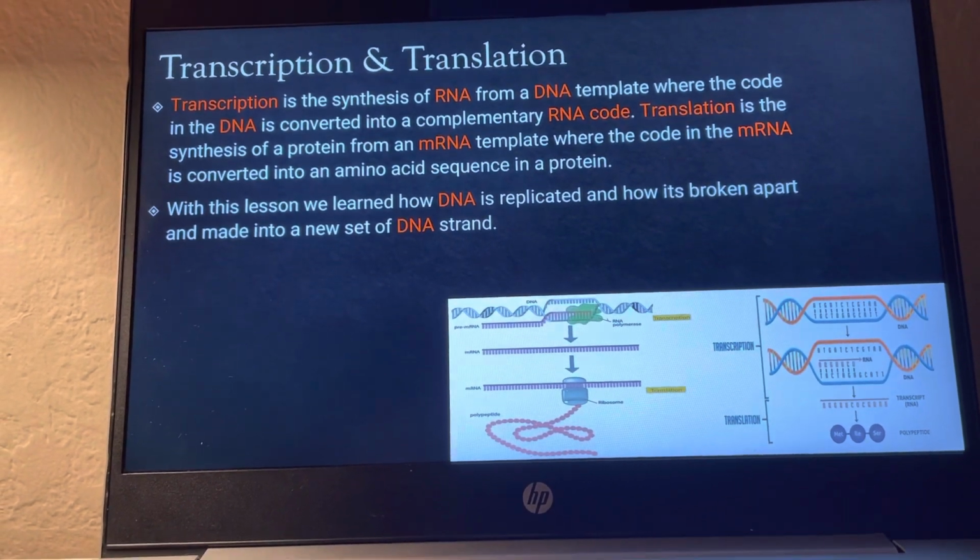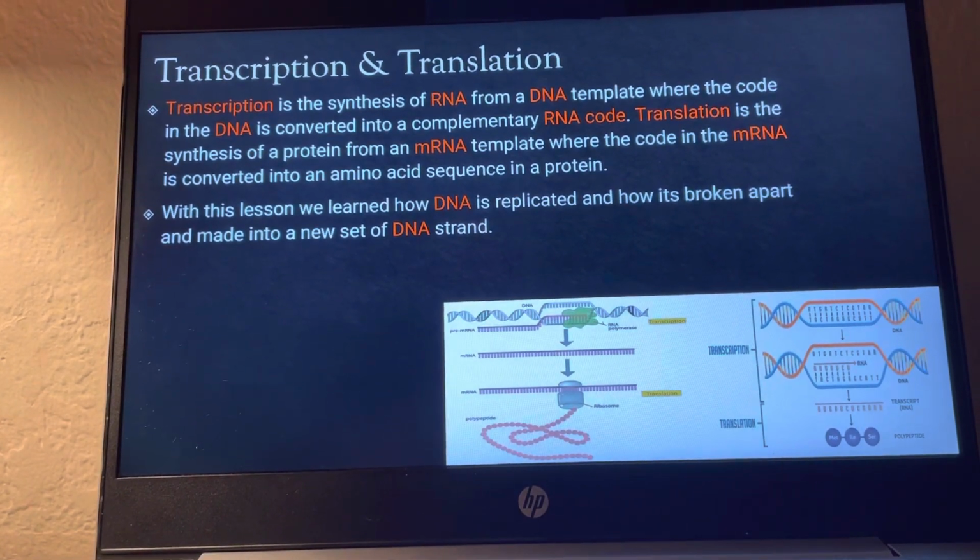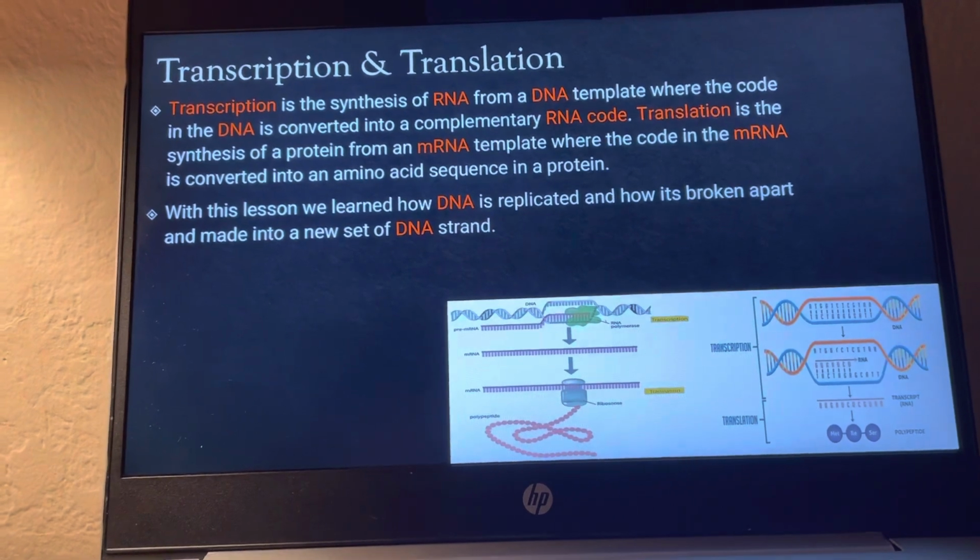With this lesson, we learned how DNA is replicated and how it's broken apart and made into a new DNA strand.